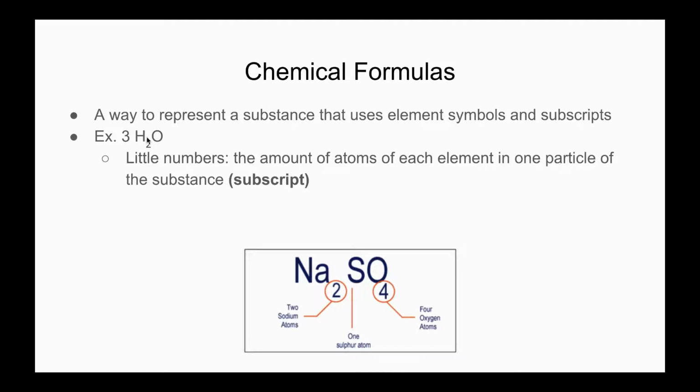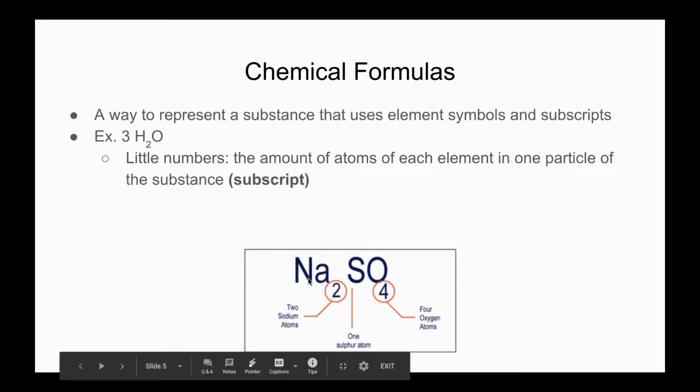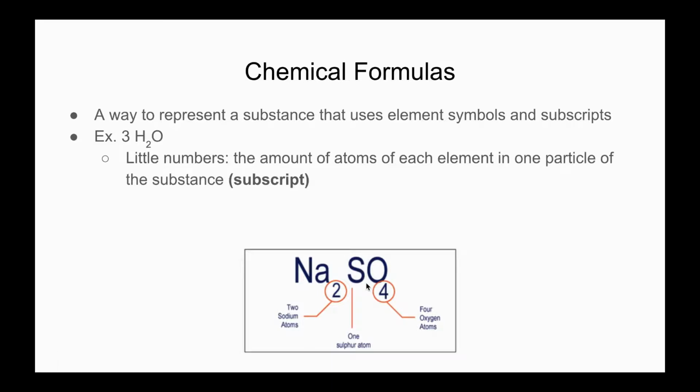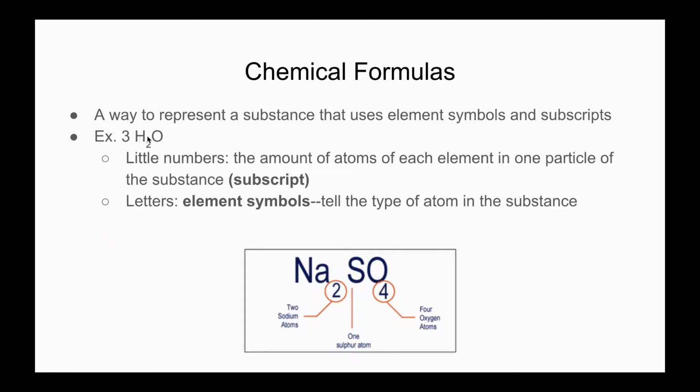So this tells me that there's 2 hydrogens here. This subscript right here tells me there's 2 sodium atoms. This one tells me right here that there's 4 oxygen atoms. And because sulfur doesn't have a subscript, I know that there's an imaginary 1 right here. So there's only 1 sulfur atom. Now the letters here are the element symbols. They tell you the type of atoms in the substance. So I have hydrogen and I have oxygen. In this example down here, I have sodium, sulfur, and oxygen. And last but not least, this big number right here tells you the number of particles. This is called the coefficient, and this tells me that there's 3 particles of water.